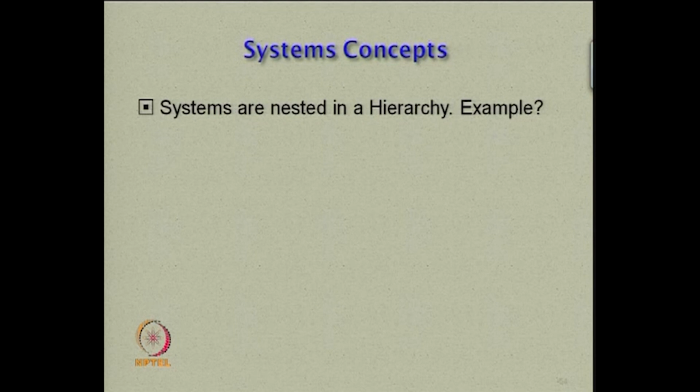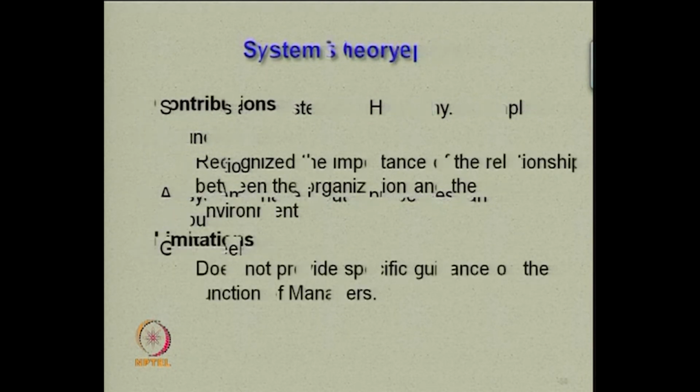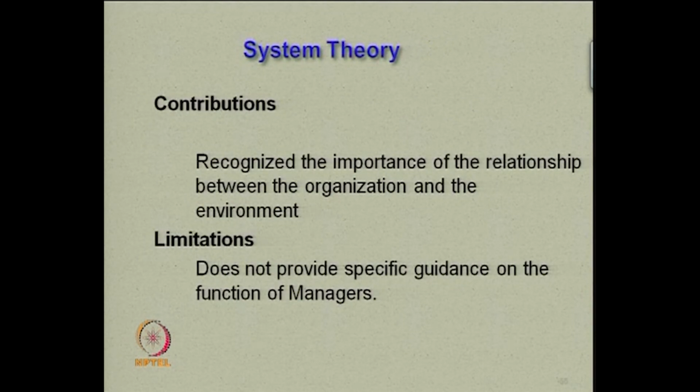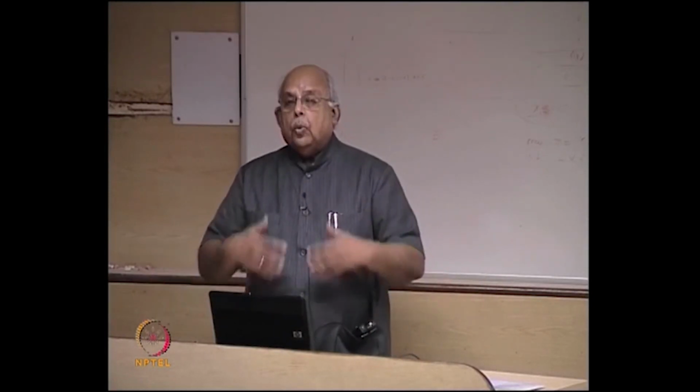I would like you to think about questions such as: are systems nested in a hierarchy? If so, what is the example? The answer is, boundaries create friction. All systems have input, processes and outputs. Therefore, why worry about boundaries? All systems seek goals. Therefore, ultimately, without getting into a debate on whether it is an open system or a closed system, let us look at the system theory. What are the contributions it has made and what are its limitations?